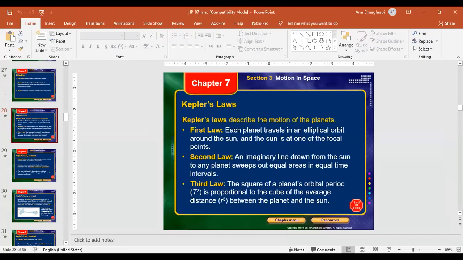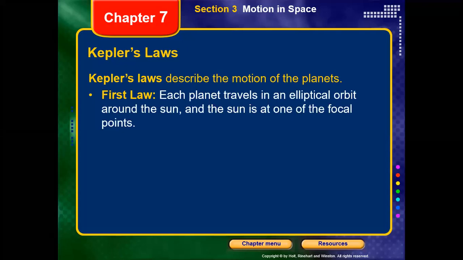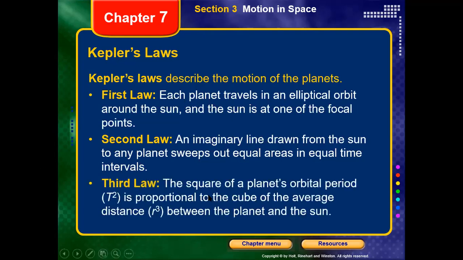So the first Kepler law talks about the elliptical shape of the orbit of a planet around the Sun, and the Sun is in one of the focal points. The second law talks about the imaginary line that connects the planet and the Sun while the planet rotates. This imaginary line will cover equal area in equal time. For example, every day the line will cover equal area in the same time. We will show this by motion.